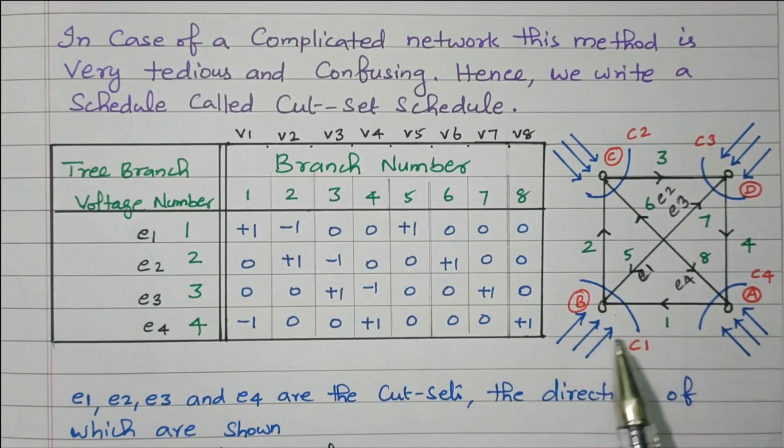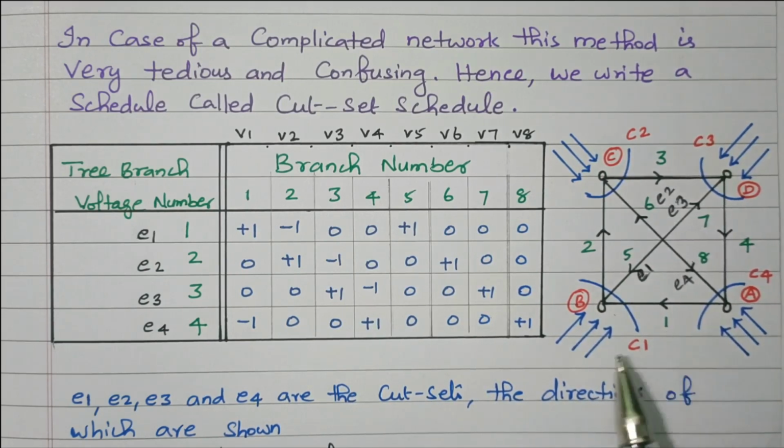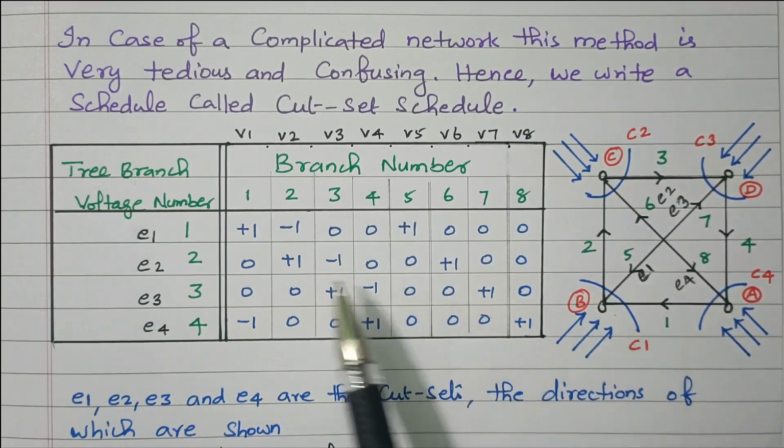See the direction of the branch and the cut set. Both are opposite, right? Branch 1 and C1 are both opposite, so it is plus 1.